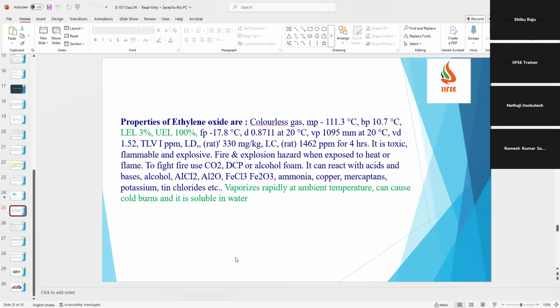It can react with acids and bases, alcohol, AlCl3, Al2O3, FeCl3, Fe2O3, ammonia, copper, mercaptans, potassium, tin chlorides, etc. These vapors, at ambient temperatures, can cause cold burns, and it is also soluble in water. Since it is soluble in water, it is easy to neutralize at higher concentrations. So water will be the best source for diluting this ethyl oxide. It vaporizes rapidly at ambient temperatures. Ambient temperature is normal temperature, like room temperature also. It will vaporize very rapidly.